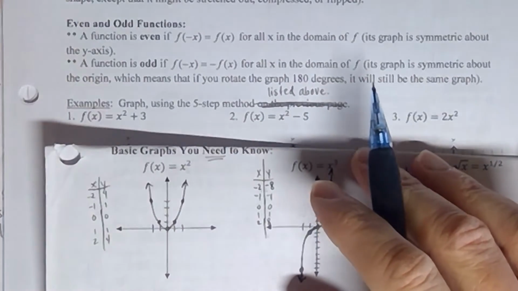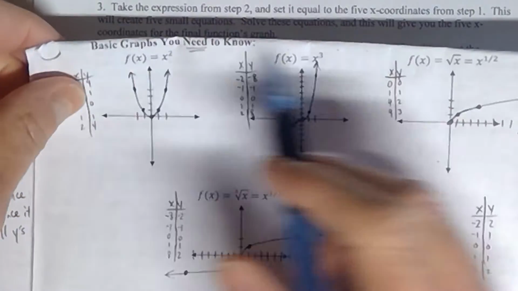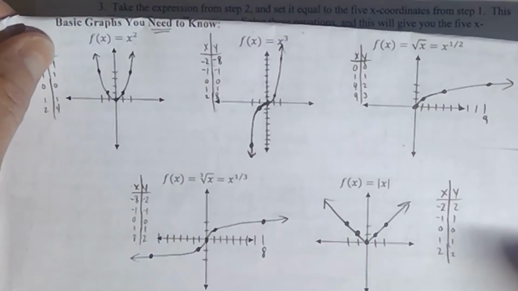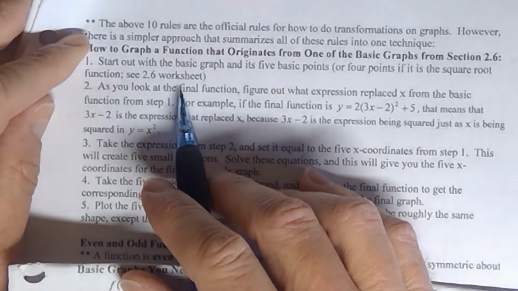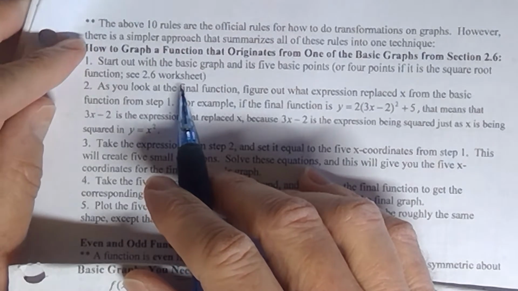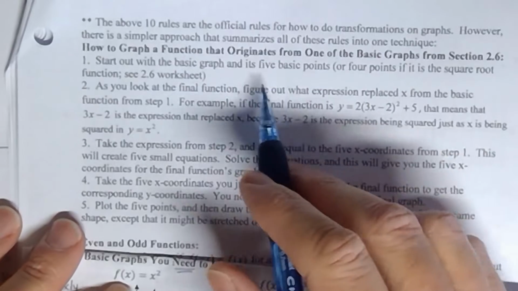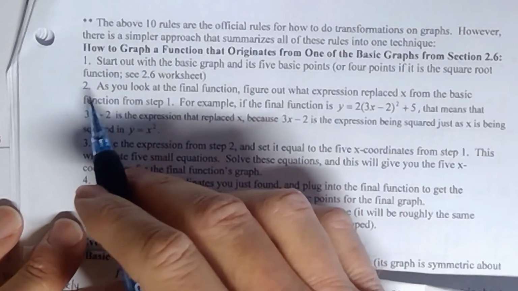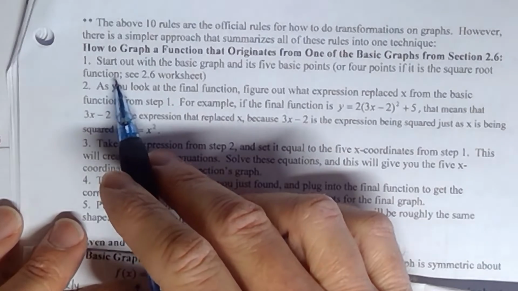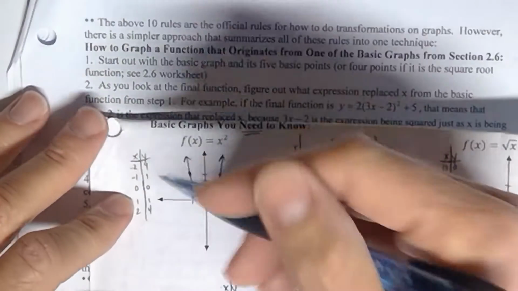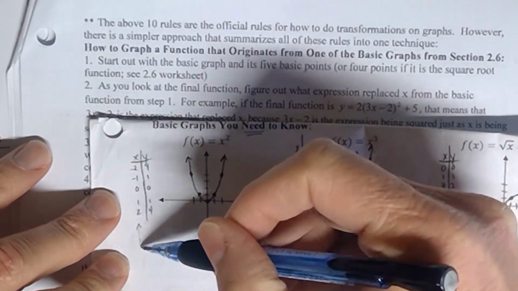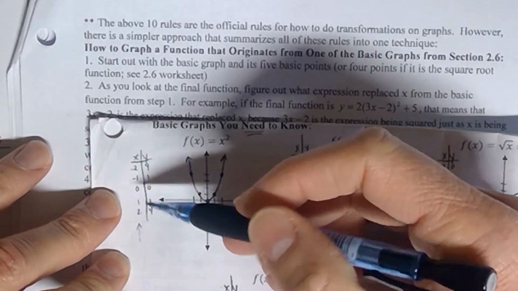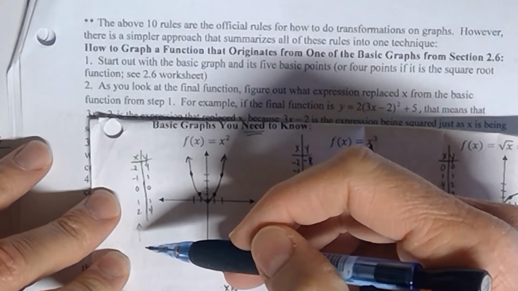All right, so that is the first step there, to decide which one of these 5 basic graphs from section 2.6 you are going to use. And that's why it says here, see the 2.6 worksheet to figure out which one of the functions you're going to use. Which one of the basic graphs are you going to use? It says then take the 5 basic points, or if it's the square root function, since they only have 4 basic points, you use those. But here, when they say 5 basic points, they are talking about these 5 x values, not the y values, because those are going to change, but the 5 x values right there.